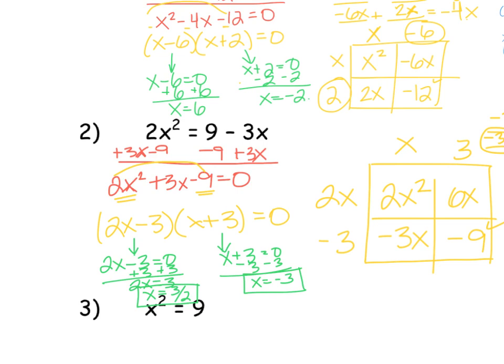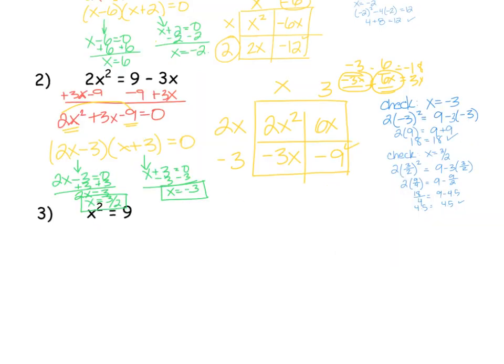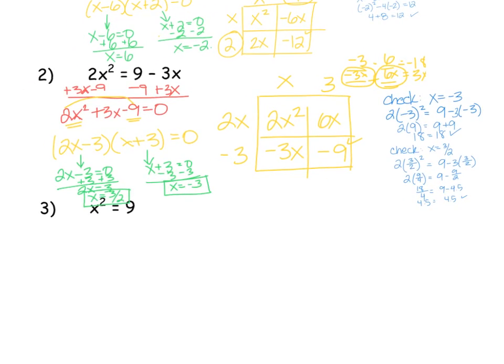So my solutions are x equals 3 halves and x equals negative 3. And if I want, I can plug them back in and check to make sure that they make my equation true. When I plug in the negative 3, I get 2 times 9 is 18, and 9 minus 3 times 3 is 9 plus 9, which is also 18. If I check the 3 halves, I get 2 times 9 fourths. That's 18 fourths, which is 4.5, and 9 minus 4.5 is also 4.5. So both of these x values are solutions.